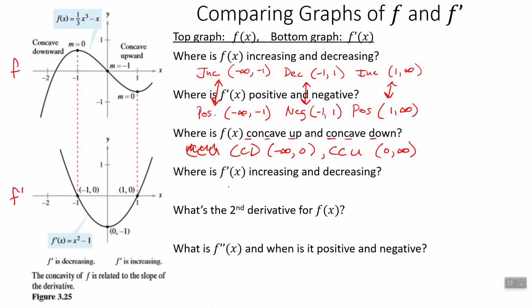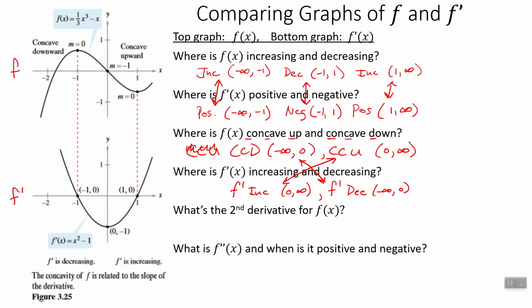All right, so now let's see, where is f prime increasing? So we go over to here, f prime is increasing from 0 to infinity. And where is f prime decreasing? Well, we're decreasing here from -infinity all the way until 0, then we stop and go up. So from -infinity to 0. So if you notice, the concave down matches perfectly with f prime decreasing, and the concave up matches perfectly where f prime is increasing.